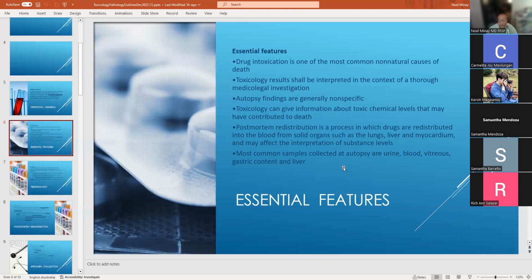Now, the most common samples collected at autopsy are urine, blood, vitreous fluid, gastric contents, and liver. But most Indian forensic pathologists question the value of gastric content in poisoning. But in the practice where I worked before, they do get gastric content and put it pressed inside the container and put it in a fridge or in the freezer before it is submitted to forensic scientists of the police force.